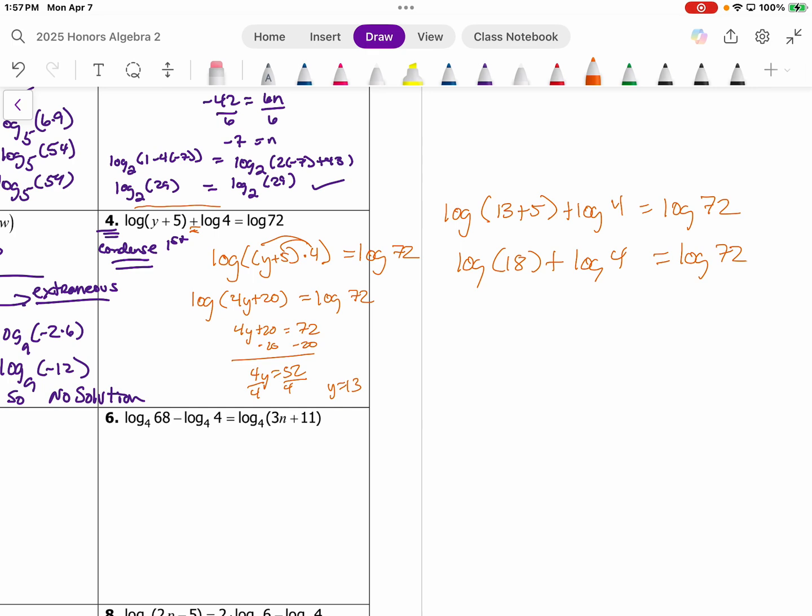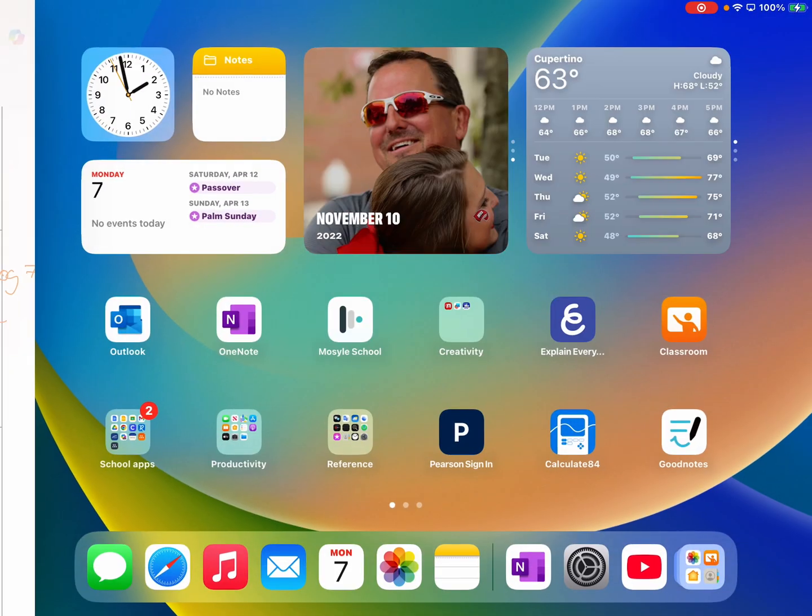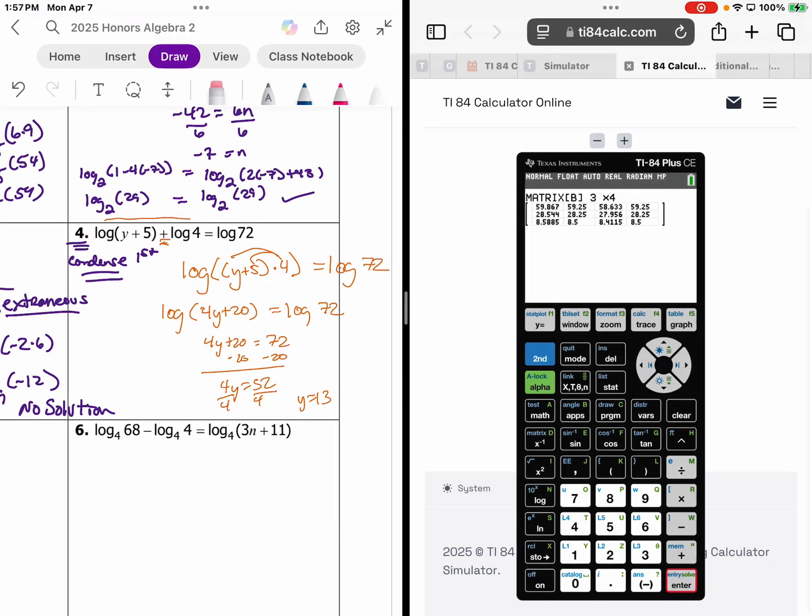I'm going to type it in here real quickly on the calculator because, again, we don't have to simplify it any further than that. I can actually go through and say log of 18, close the parenthesis. Ooh, that's a tangent button. Log of 18, close the parenthesis, plus log of 4, and I get an answer.